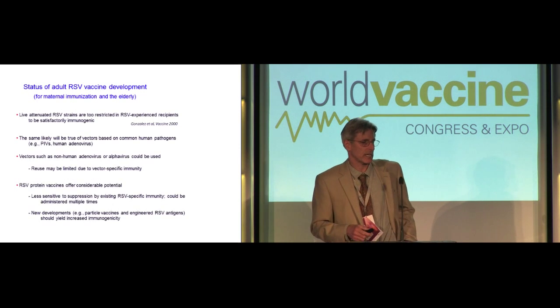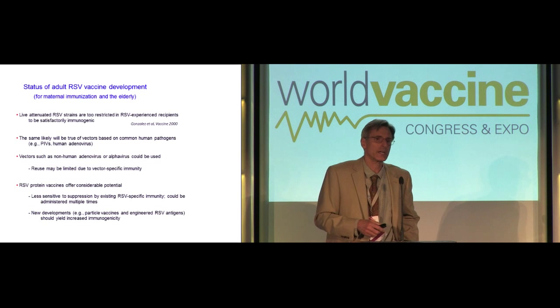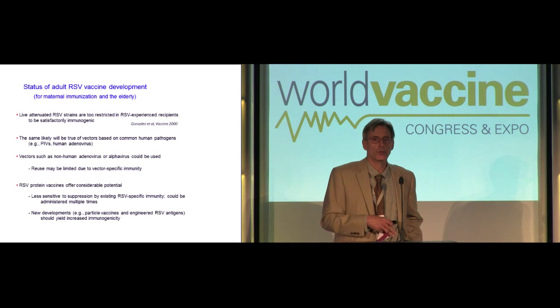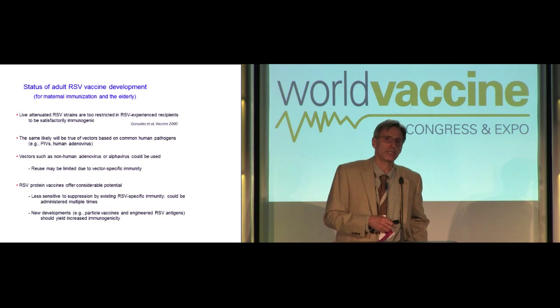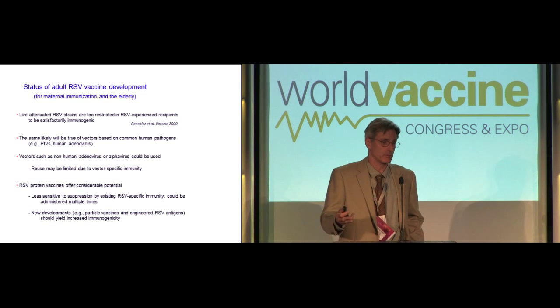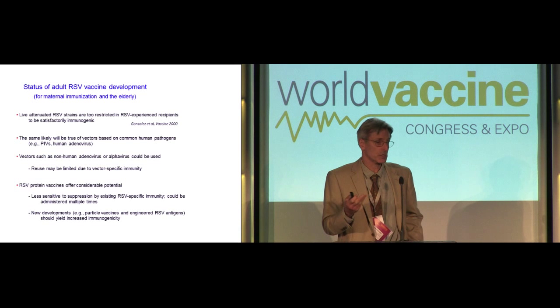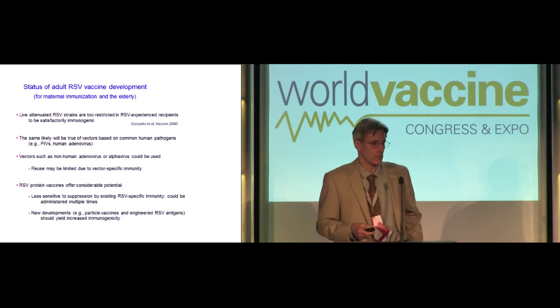Now, the adult vaccine, we know from our own studies that the live attenuated strains are too restricted and too attenuated to be suitable, so we can't use those. The same is going to be true of vectored vaccines that are based on human pathogens. Pre-existing immunity in humans is going to make them too restricted. Vectors like the non-human adenoviruses, those could be used, and we need to see how they perform.